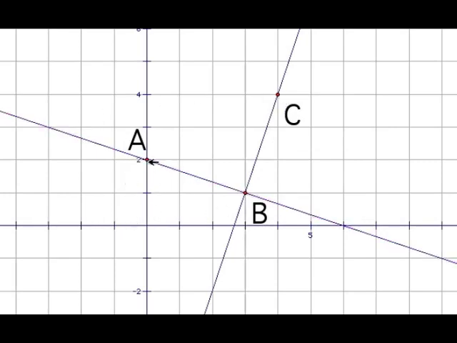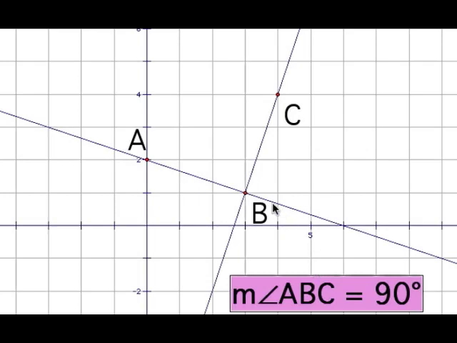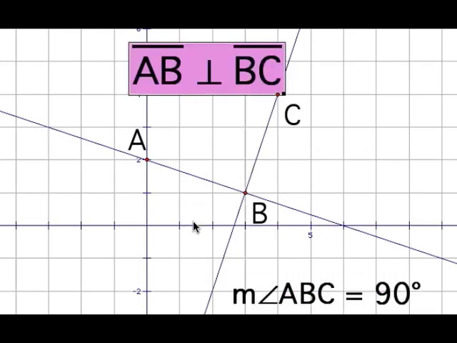Now if we measure the angle ABC, we find that the angle measure is 90 degrees. So that means that these two lines are perpendicular to one another. And it also means that they're at a right angle to one another. So we can say that line segment AB is perpendicular to line segment BC.